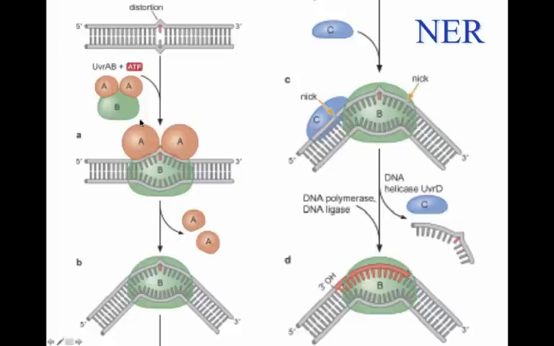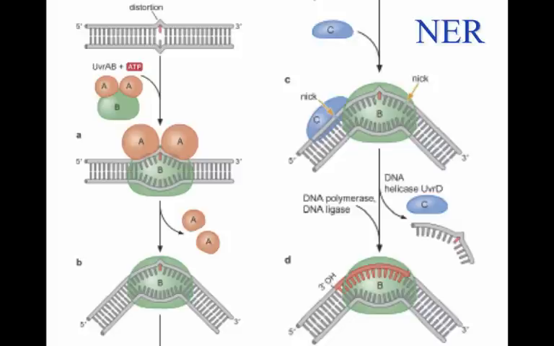UvrA and B basically scan along the DNA and find structural problems. Because you remember, this is not a particular base issue. This is a structural problem that's happened in the DNA. They get to one of these problems. Then you have dissociation and, much more importantly, association of these endonuclease activities. Endonucleases will bind and make nicks on either side. Then you have the helicase activity and the normal DNA polymerase, which will fill in this particular gap. So for nucleotide excision repair, that's what's happening. You have these processes which are attached and moving along there.